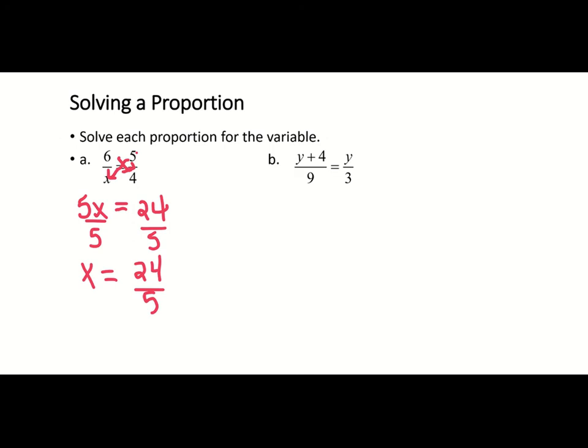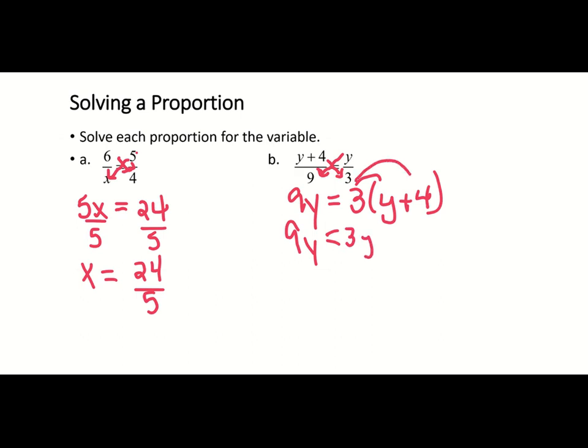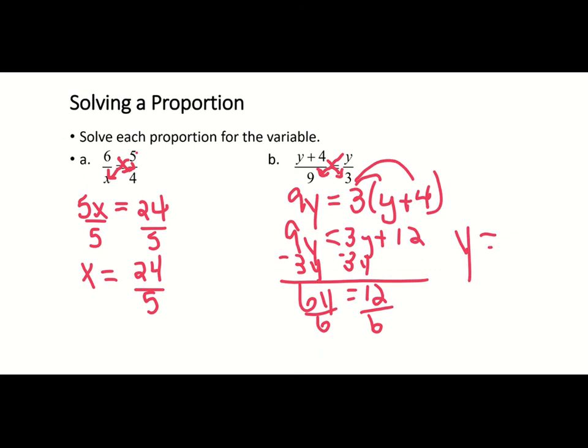Now let's look at b. We're going to solve for y. So when I cross multiply here, I'm going to do 3 times y plus 4. And I'm going to write that out because you do want to distribute the 3 to everything in the y plus 4. And then y times 9 will be 9y. So now I have 9y is equal to 3y plus 12. We'll subtract 3y from both sides. So I have 6y is equal to 12. We'll divide by 6. So y, in this case, is going to be 2.